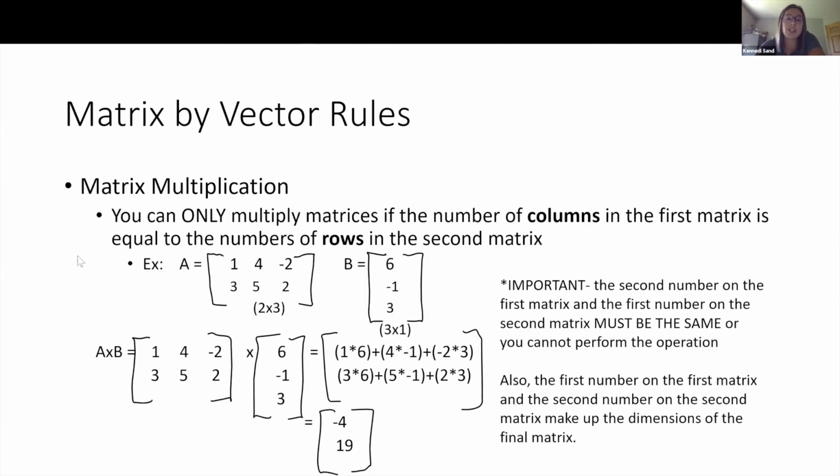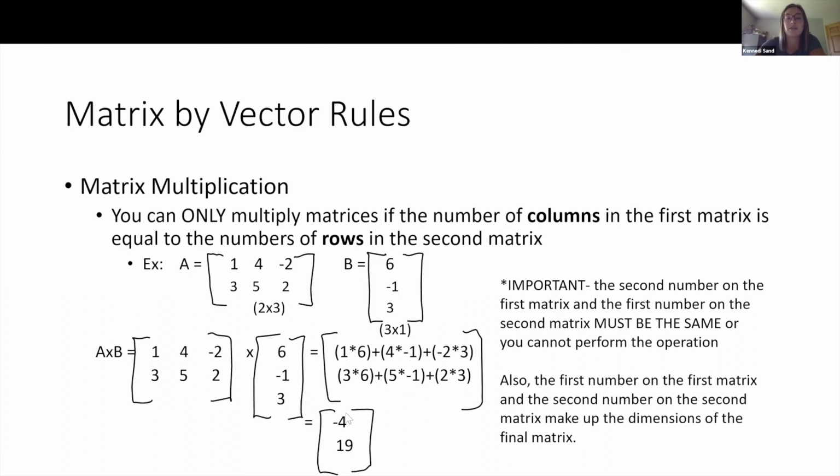For matrix multiplication, you can only multiply matrices if the number of columns in the first matrix equals the number of rows in the second matrix. For example, A here is a 2 by 3 matrix, and B is a 3 by 1 matrix. This works because the second number of the first matrix and the first number of the second matrix are the same. If they aren't the same, you are not able to perform the operation. Also, the first number of the first matrix and the second number of the second matrix make up the dimensions of the final matrix.